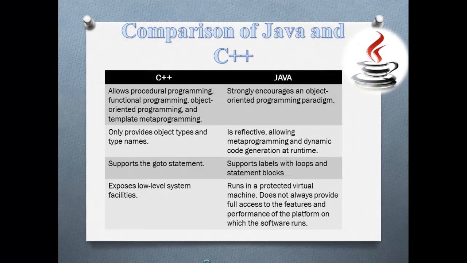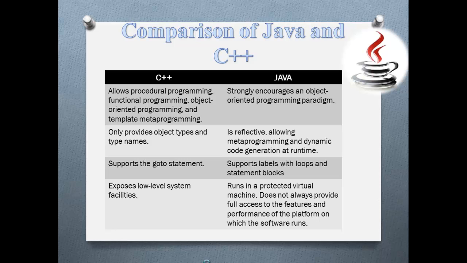Comparison of Java and C++. C++ allows procedural programming, functional programming, object-oriented programming, and template metaprogramming. Java strongly encourages an object-oriented programming paradigm.